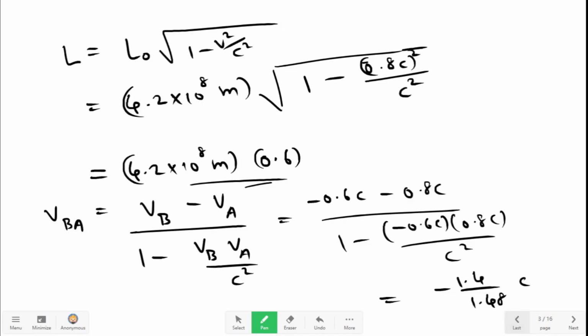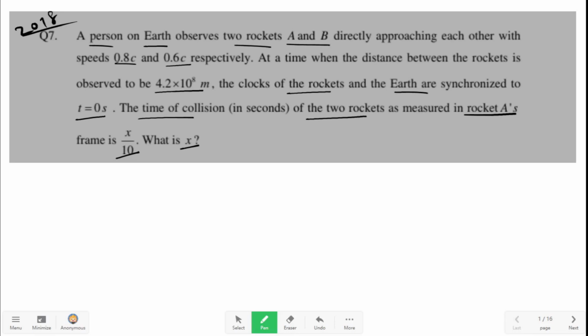Now in the question, the time of collision of two rockets as measured in rocket A's frame is x by 10. So x by 10 is equal to 0.89 seconds, which means x is equal to 8.9 seconds.